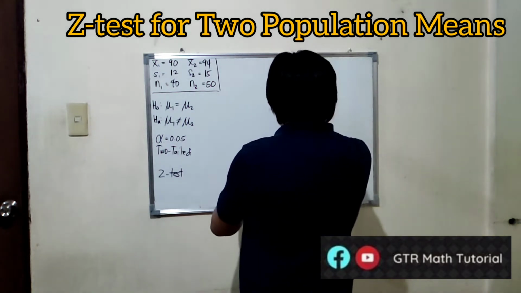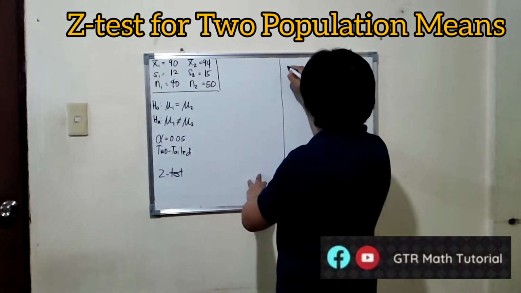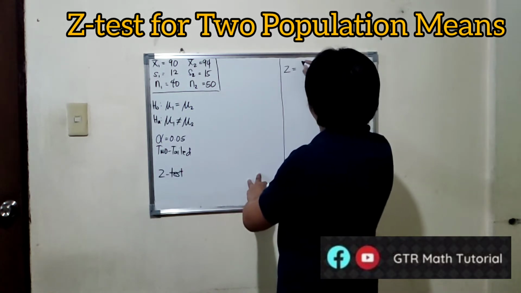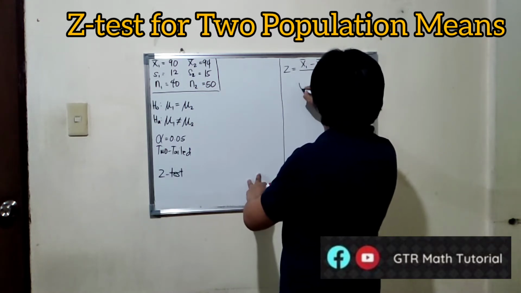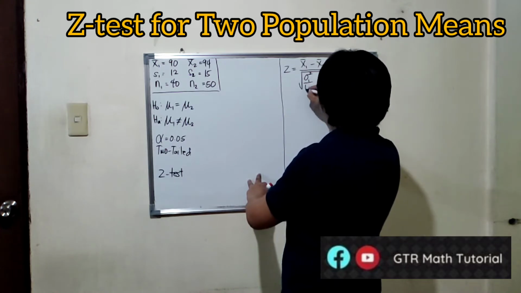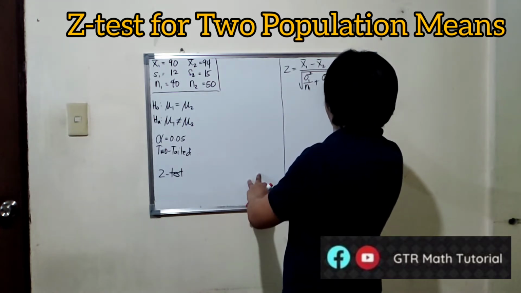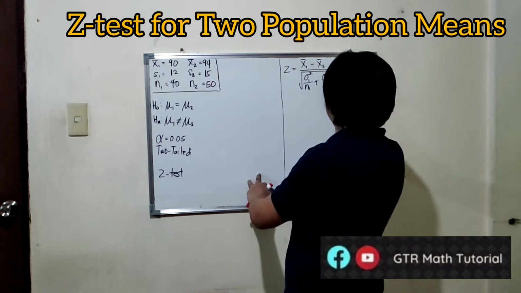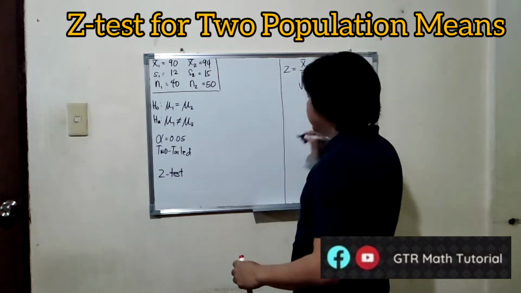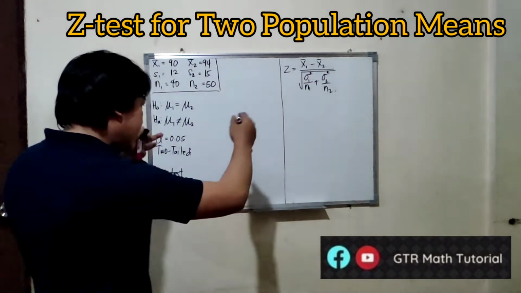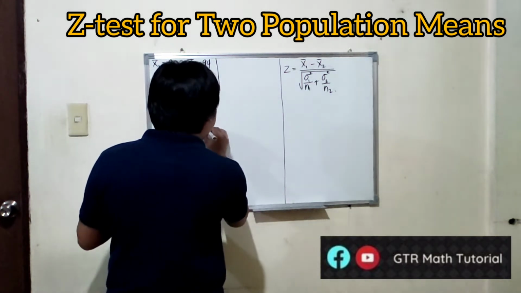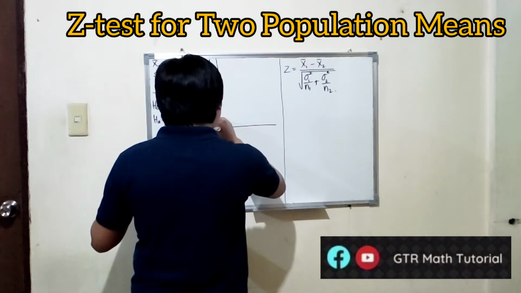So this is for the computation. So just write the formula. Z is equal to x bar sub 1 minus x bar sub 2 all over square root of sigma sub 1 square over n sub 1 plus sigma sub 2 square over n sub 2. So that's the formula. So for the decision rule, so we're going to use the z table.